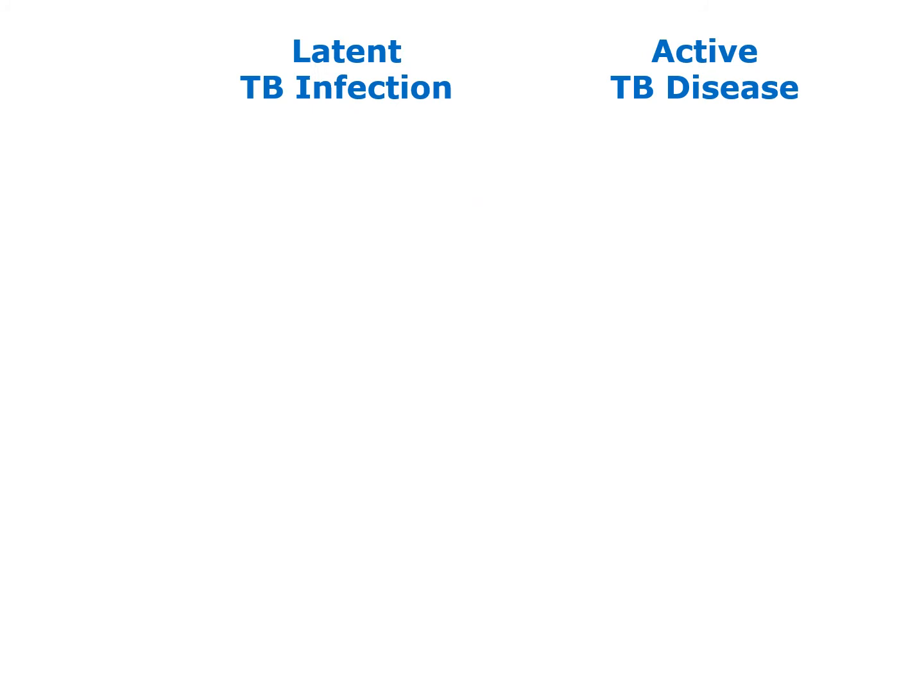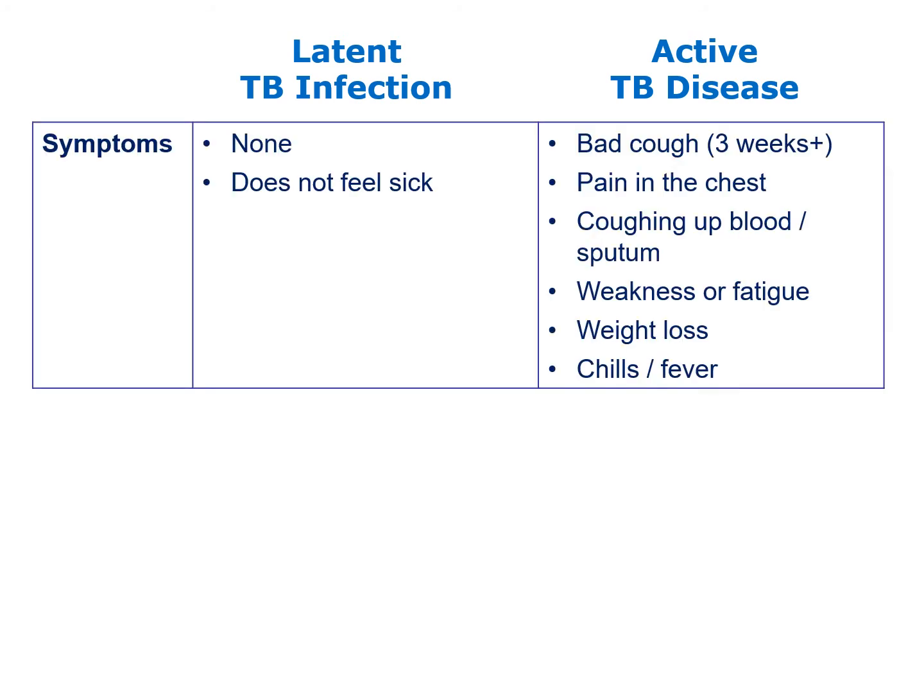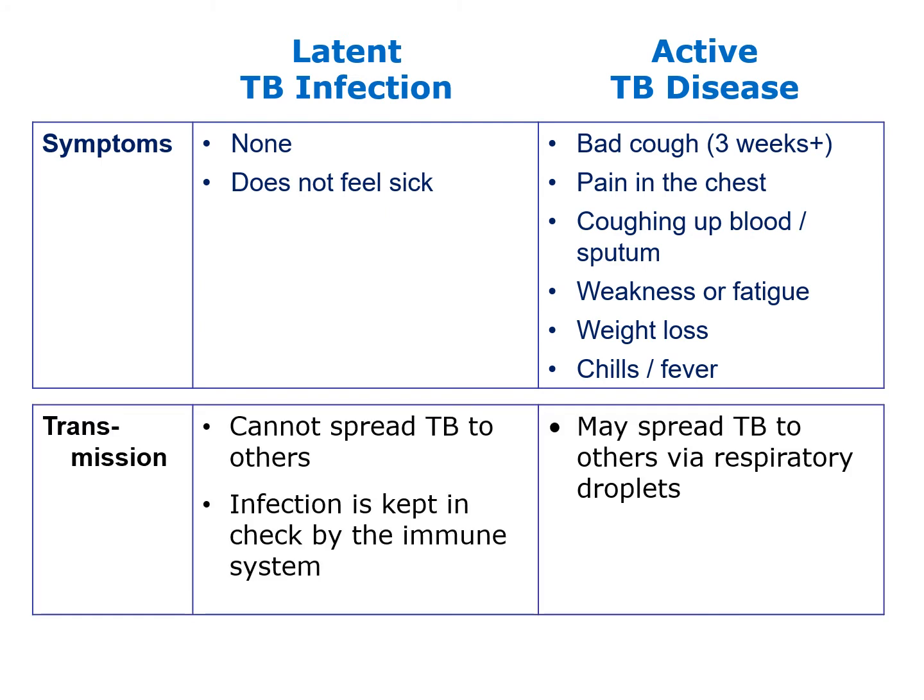So let's compare latent TB infections and active TB infections, or in this case, disease, because it's causing symptoms. So with a latent TB infection, there aren't any symptoms and the person won't feel sick. If they have an active TB infection, they're going to have a very bad cough and a lot of pain associated with that. They're going to be coughing up a lot of sputum, and it will likely contain some blood because a lot of tissue is being destroyed and ruptured. They're going to be very weak and fatigued, lots of weight loss and chills and fever. And this can be, like I said, a really nasty disease.